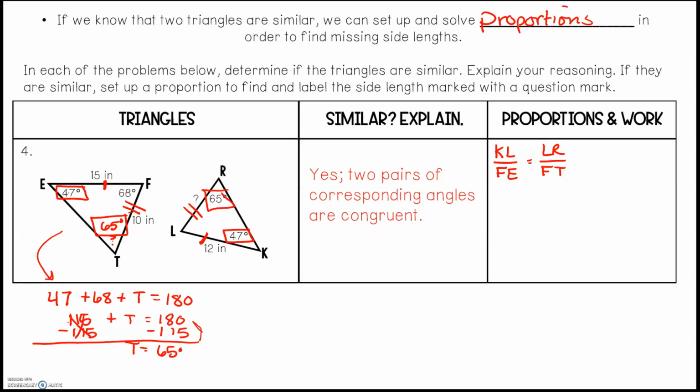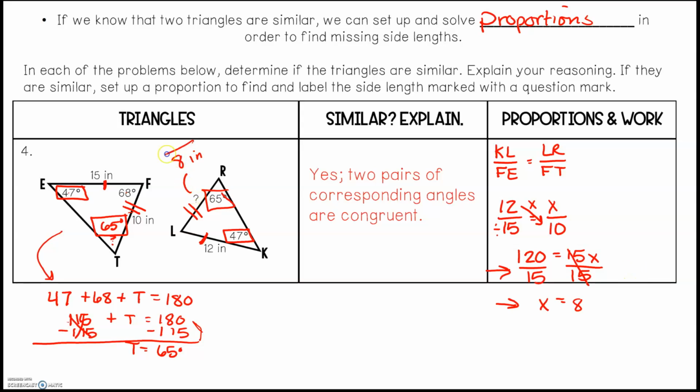So then those values are going to be 12 to 15 is equal to whatever our mystery side is over 10. So just finding those side lengths that we know and putting an X for the side that we don't know. Then we cross multiply and divide. So this becomes 120 equals 15x. Then we're going to divide by 15. And we're going to get x equals 8. So the side length of the missing side is 8 inches.